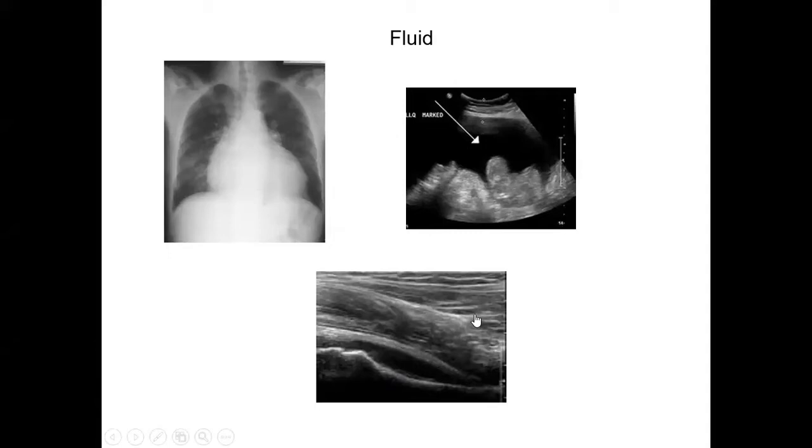Now, what type of fluid could this be? Well, it's fluid again. Is it a transudate or exudate? And if it's a transudate, it's a transient synovitis. And if it's an exudate, which is what we fear, it could be infection or septic arthritis. Again, the differential for fluid is exactly the same. And radiology is excellent at demonstrating fluid.